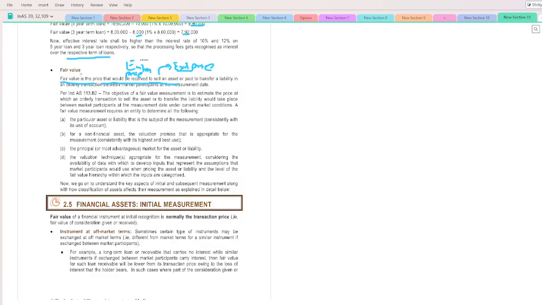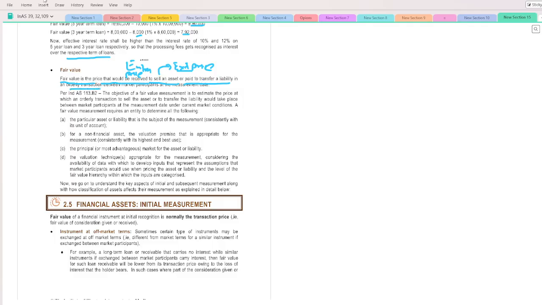Okay, so this is the definition of the fair value, or paid to transfer a liability. And for the liability, like for de-recognizing it, you need to pay the cash, correct? So the cash which you are paying for removing the liability from your balance sheet, that price will be your fair value for the liability. Paid to transfer a liability in an orderly transaction.